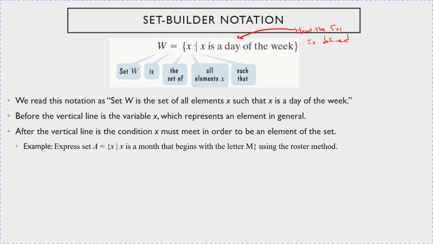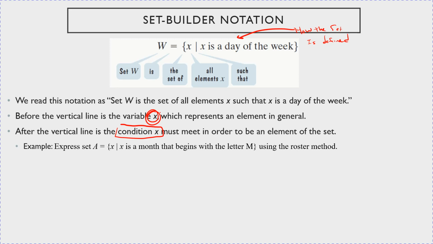Okay, so W is the set of all elements X such that X is a day of the week. And then we know that, right? So we read this as I was saying, set W is the set of all elements X such that X is a day of the week. Before the vertical line, you're always going to put the variable X. And this is just going to represent an element in general. Well, then what is X? So after the vertical line is the condition of X that must be met in order to be an element of the set.